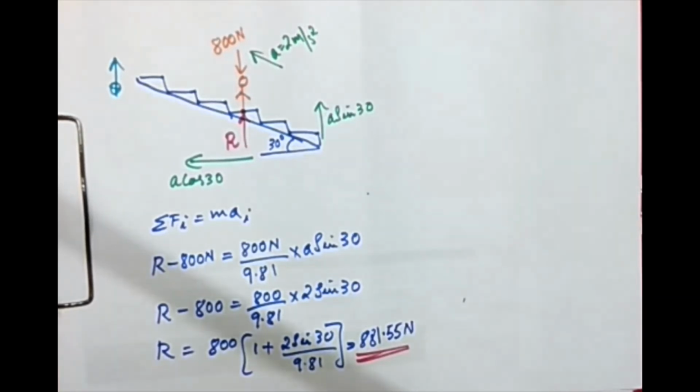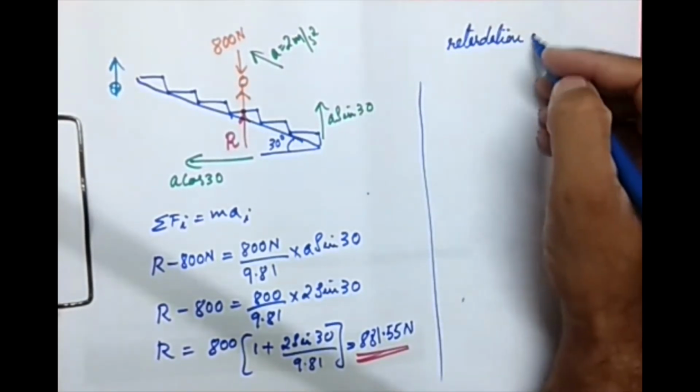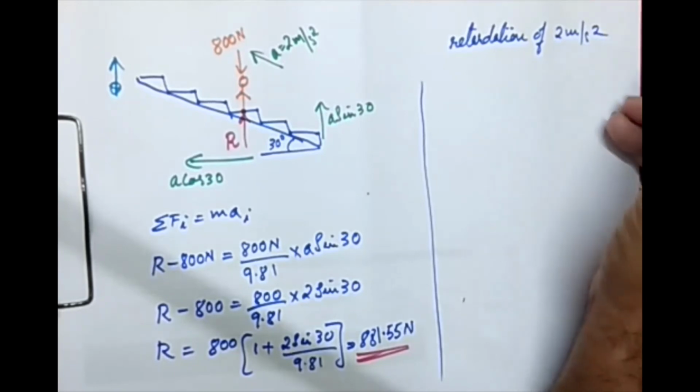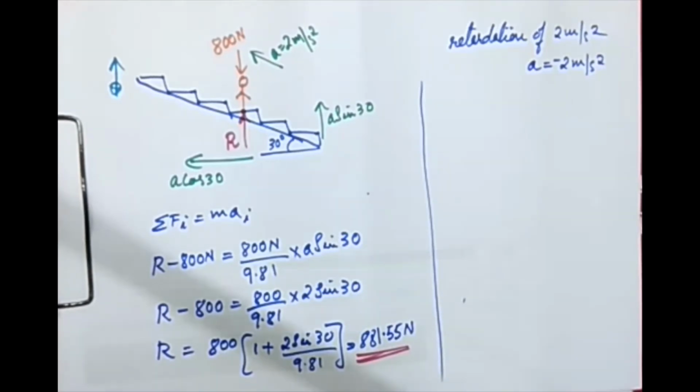So let's consider a similar case and calculate the value of the reaction if this escalator was retarding at 2 meters per second square. There are two terms. One is acceleration, another one is retardation. Retardation basically means a negative acceleration. Say if in the problem it is said that there is a retardation of 2 meters per second square, it basically means that they are trying to tell us that a is equal to minus 2 meters per second square. Okay, so let's see this case.